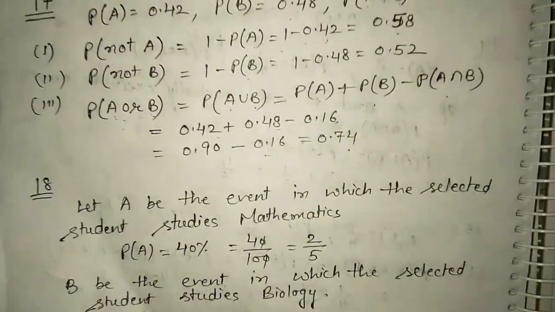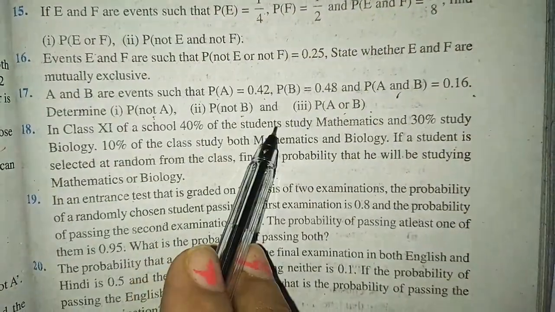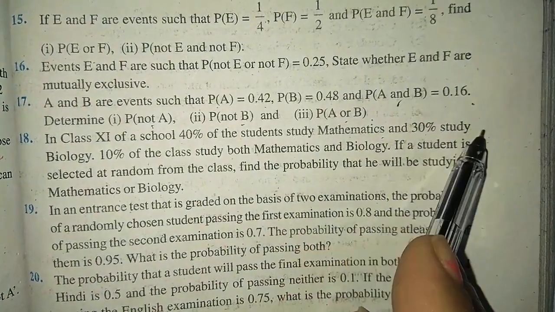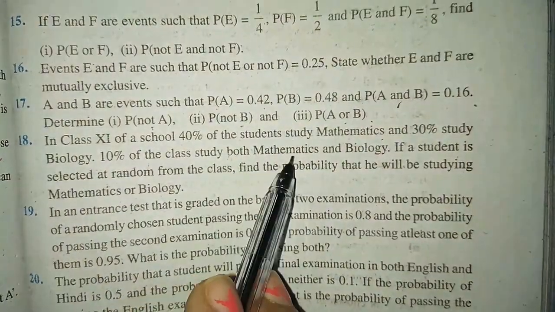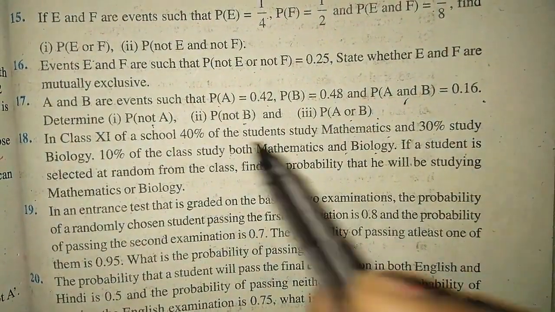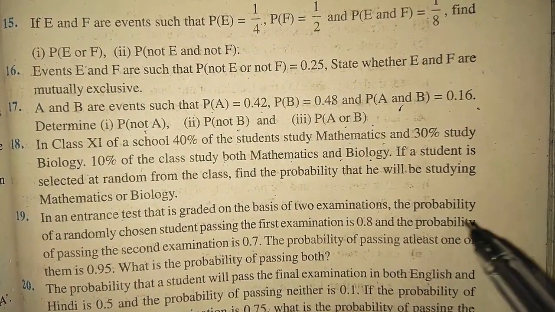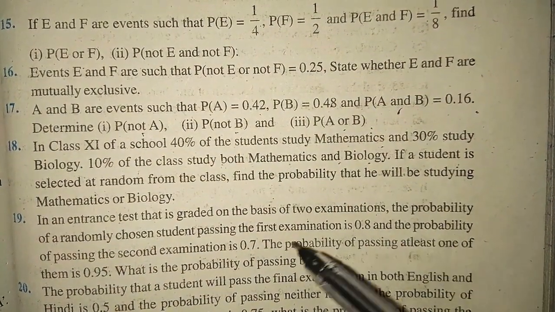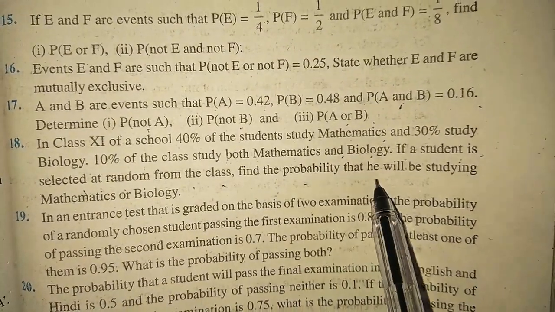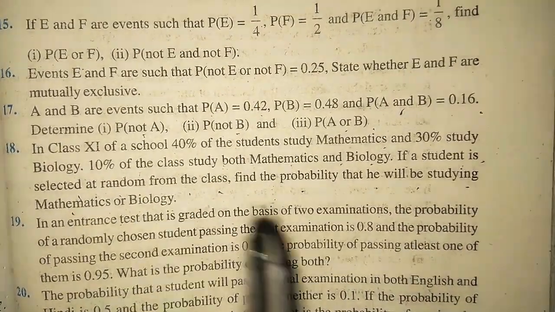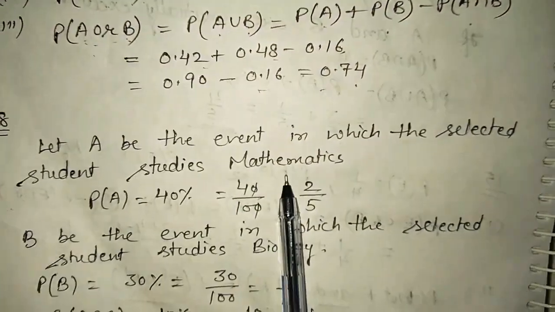Now come to the 18th question. In the 18th question, in class 11th of a school, 40% of the students study mathematics, 30% study biology, and 10% of students study both mathematics and biology. This type of question we have done in the first chapter, sets, application of sets, exercise 1.6. Same here, but we have to find probability in this question. If a student is selected at random from the class, find the probability that he will be studying mathematics or biology. So in this case, we will take A as the event in which the selected student studies mathematics.